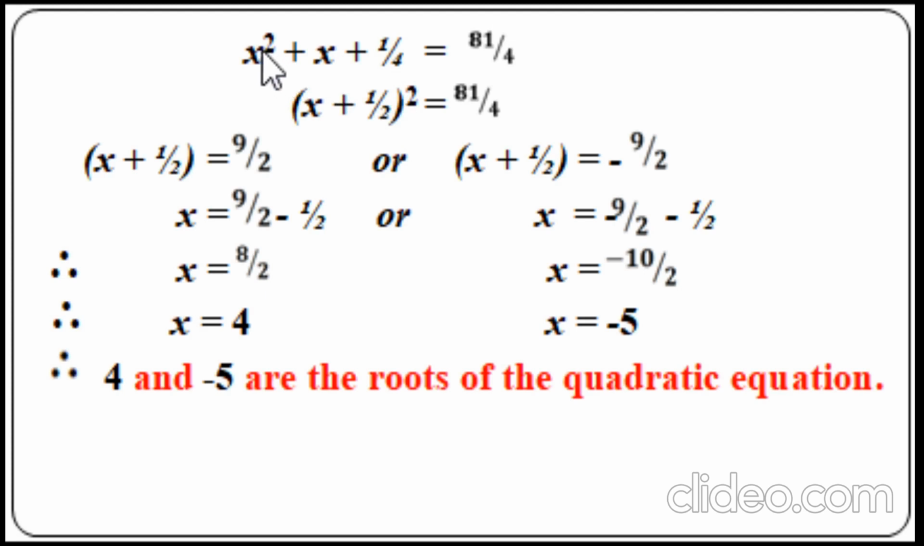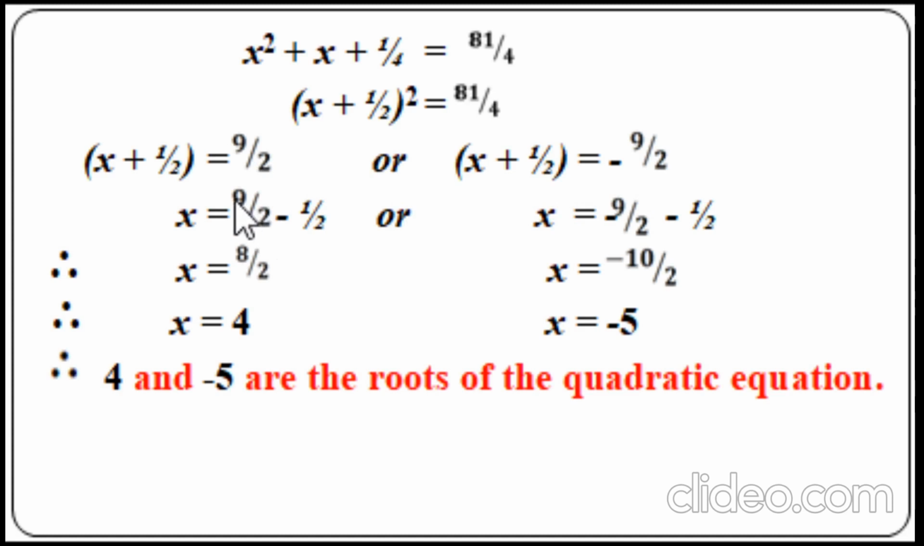Square root of x square is x, square root of 1 upon 4 is 1 upon 2. So we get x plus 1 upon 2 the whole square is equal to 81 upon 4. Now by taking the square root we get x plus 1 upon 2 is equal to 9 upon 2, or x plus 1 upon 2 is equal to minus 9 upon 2.